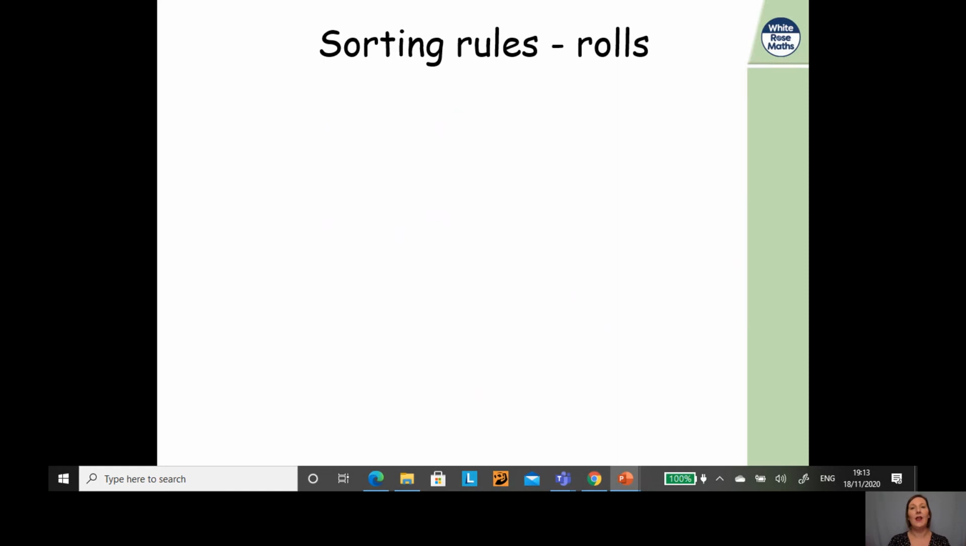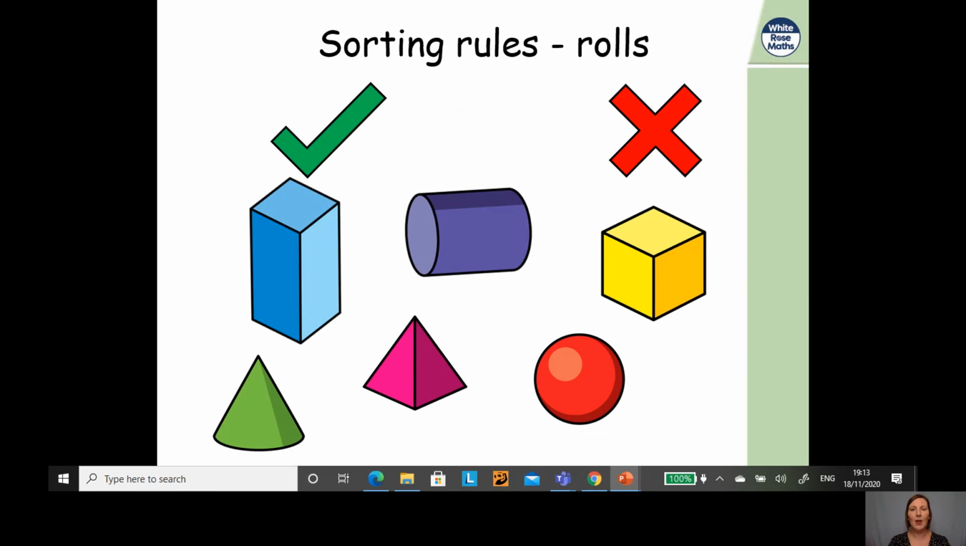Now we're going to have a think about sorting our shapes to see if they roll or do not roll. Okay, let's have a think. I want you to pause the video here and talk to the person in the room and decide, does the 3D shape roll or not roll? Hello, how did you get on with that one? Should we see if the shapes that you picked roll or do not roll?